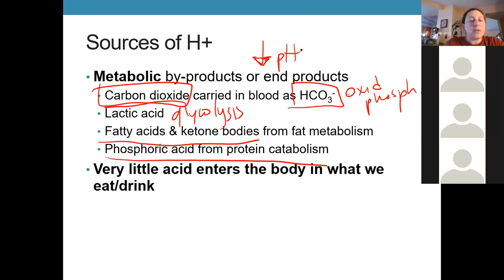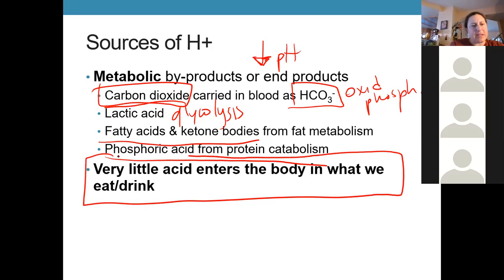Now, what I want to note here is that we don't really influence the pH of our body with what we eat or drink, okay? We really don't get much acid entering our body from our foods or beverages. And I say this because they sell alkaline water now, and there's absolutely no point in drinking it, okay? Just gonna point that out. You do not change your pH with your diet.